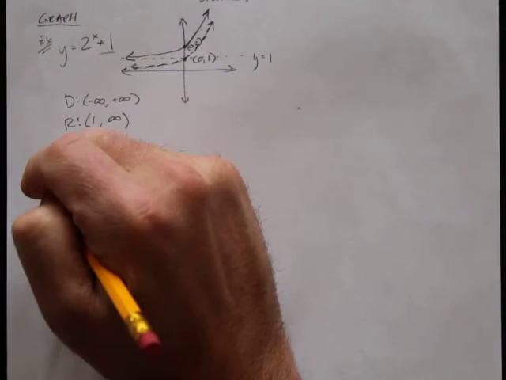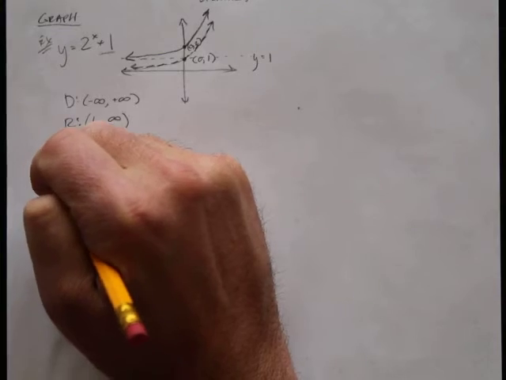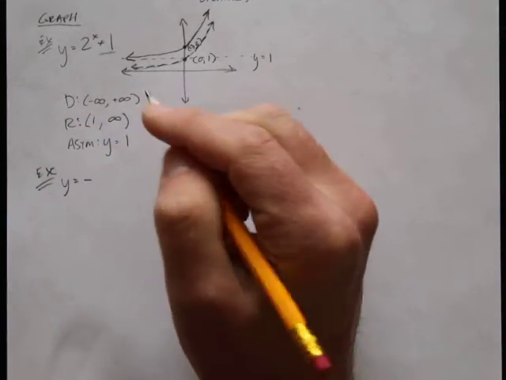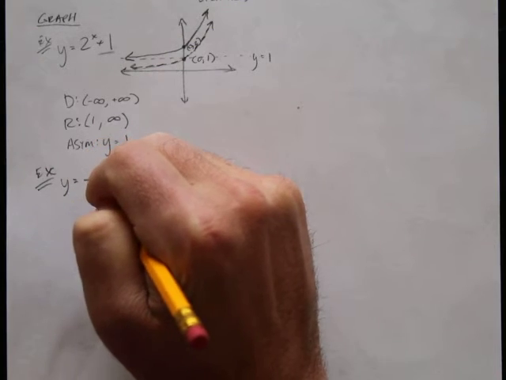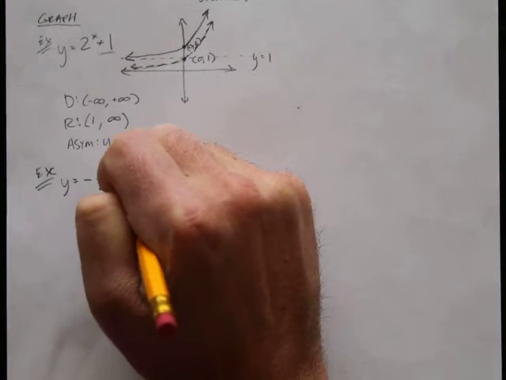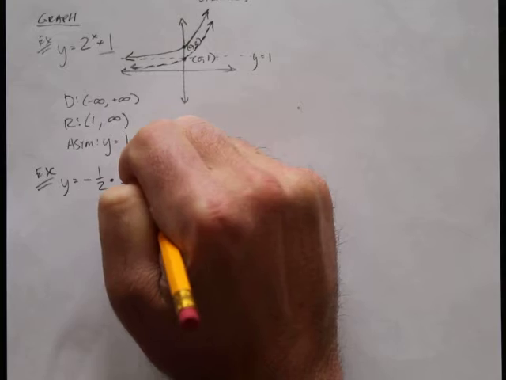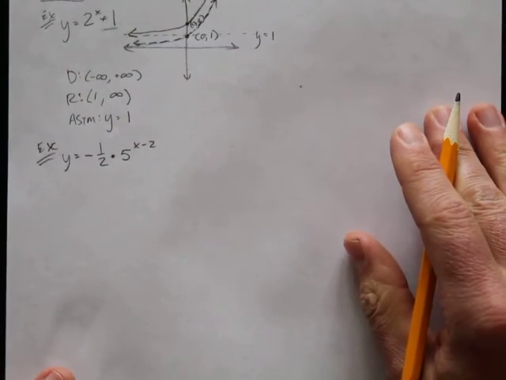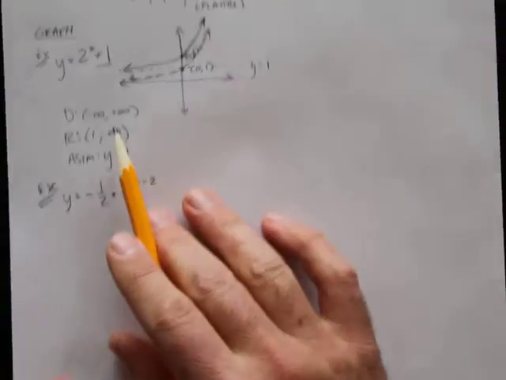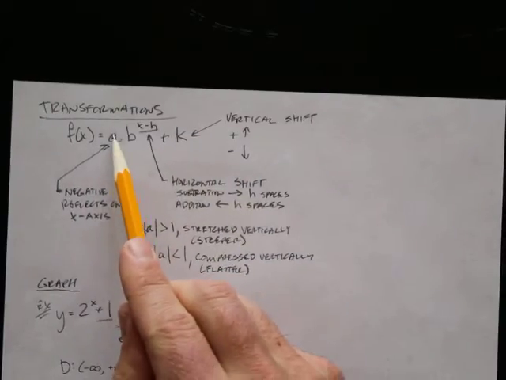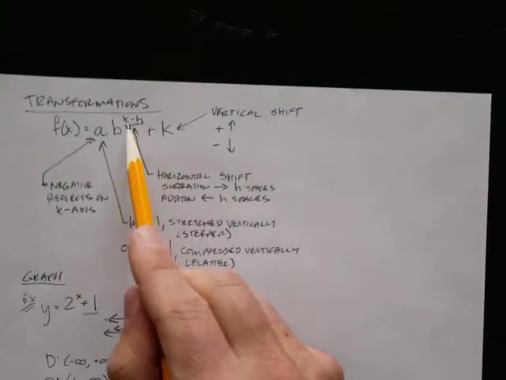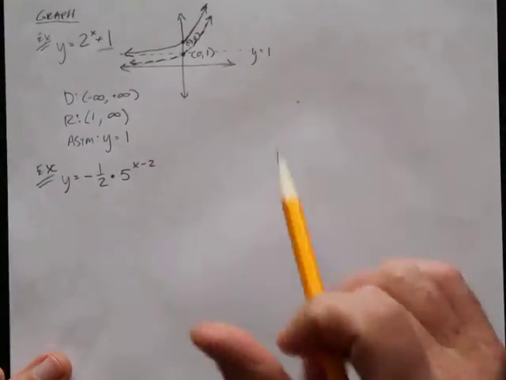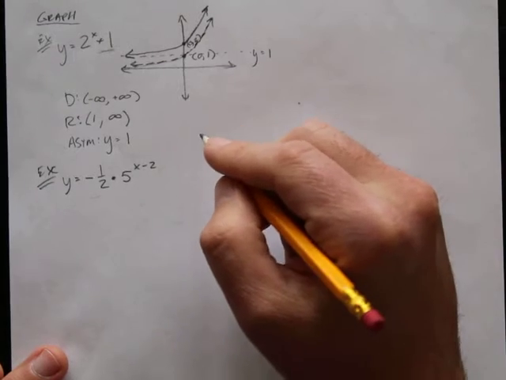Let's do another example. y equals negative 1/2 times 5 to the power of (x minus 2). All right, lots of transformations going on in this one. We've got an a value here, and we've got an x minus h value here as well. So let's do this work here.